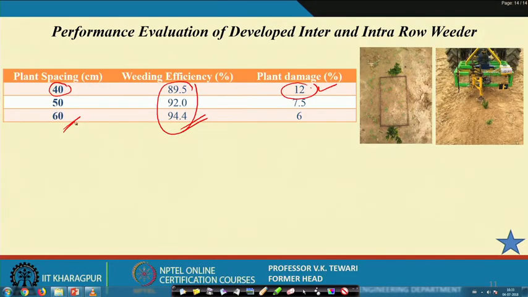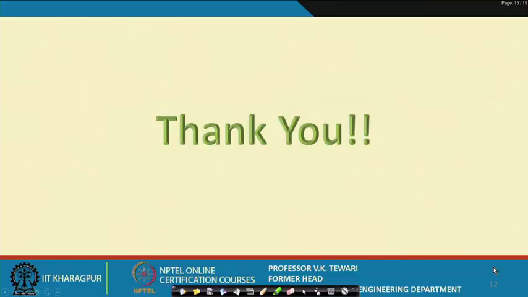So, we have discussed today the inter row weeder, which is an advanced one, and which is going to give the farmer another alternative for doing things faster. I think if you have any questions further, you can ask me later. Thank you.